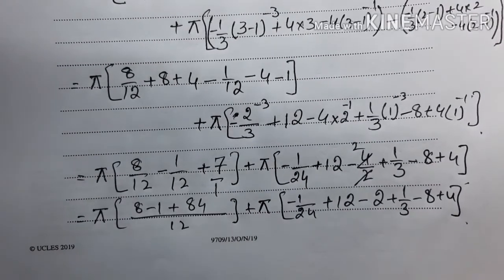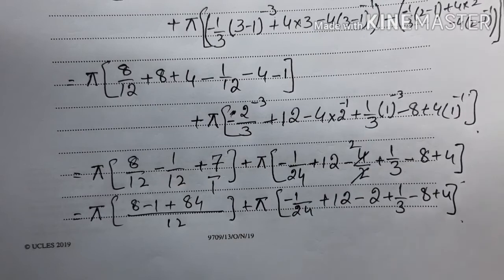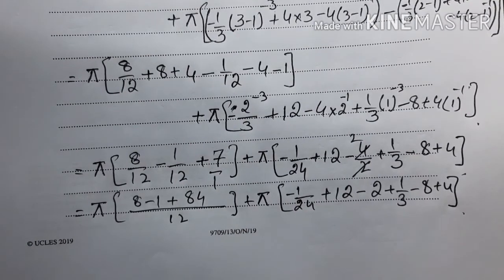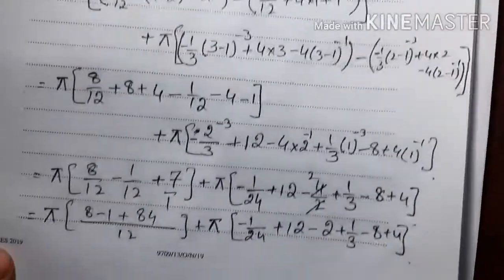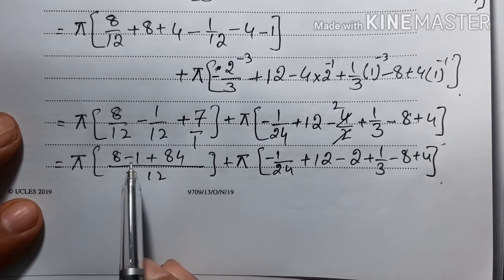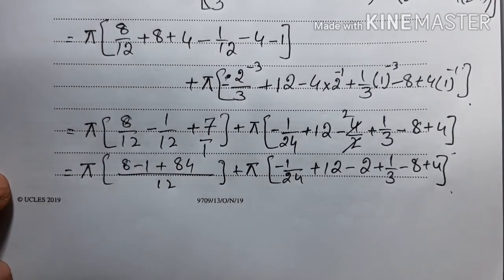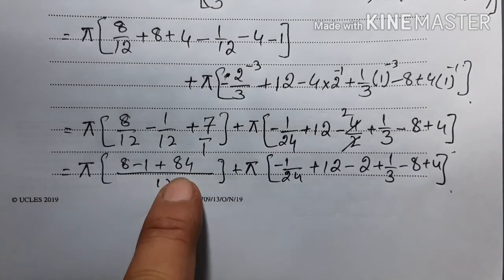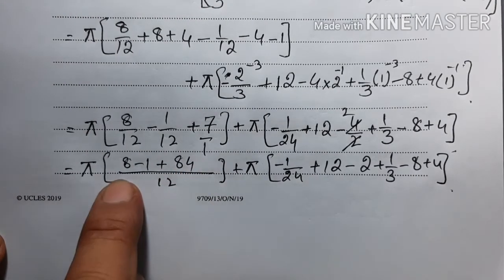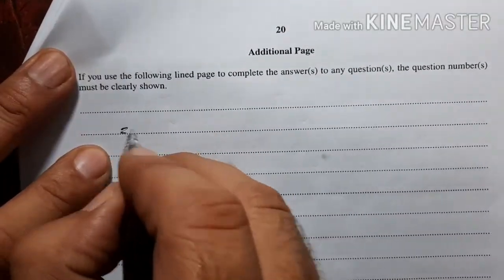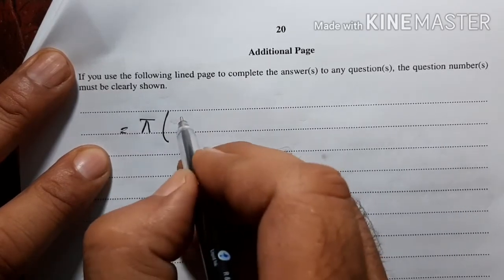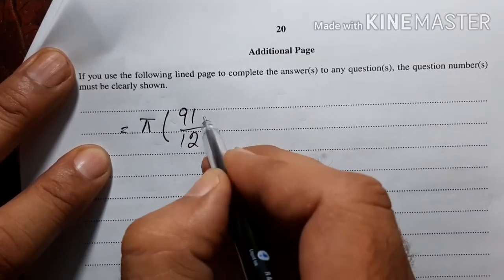So I will have to move to the next page. So keep in mind this. So after solving this, it will be 8 minus 1 plus 84, which means 84 plus 8 is 92, minus 1 is 91 over 12 pi. So this will be pi into 91 over 12.